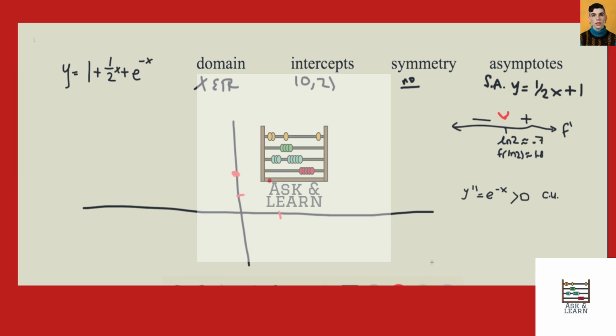And we have an asymptote at y equals 1 half x plus 1. So one half x. So it's going to go up 1 over 2. So this is just a rough sketch of the asymptote. So that's our slant asymptote, and our graph is going to be concave. It's going to be decreasing, then increasing, but it's always going to be concave up. So it's going to look something like this.